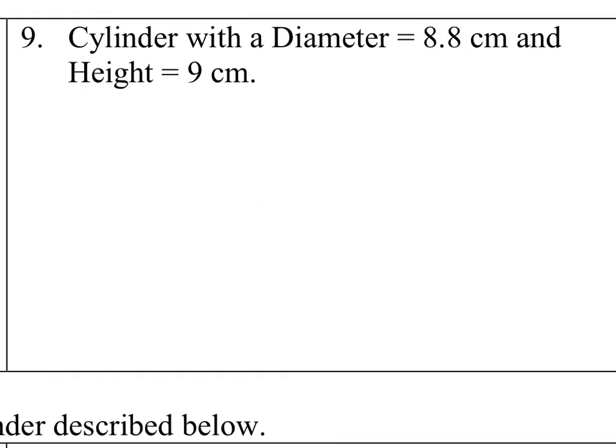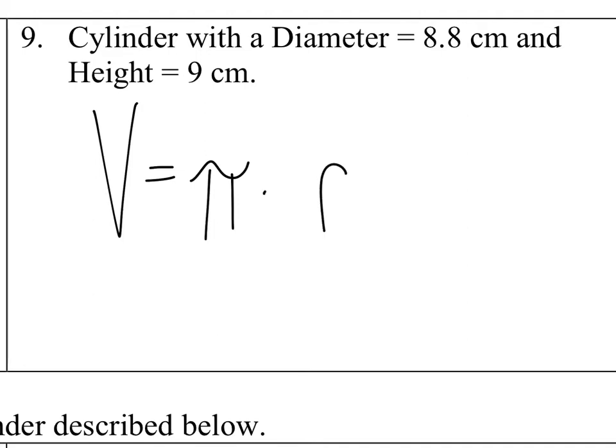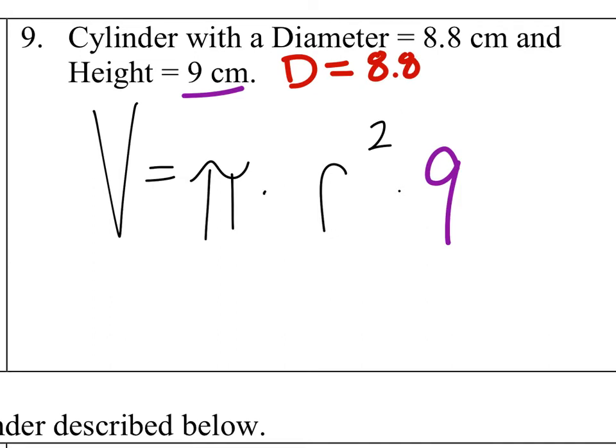Alright, a cylinder with a diameter of 8.8 centimeters and a height of 9. So the volume of the cylinder is always going to be pi times the radius squared times the height. Now this one, we do have the height, which is 9 centimeters, right here. So we'll replace the height with the 9 centimeters. But the radius is not given to us immediately. It gave us the diameter, which is twice the radius. So the radius would be half of the diameter. So yes, the radius is 4.4.